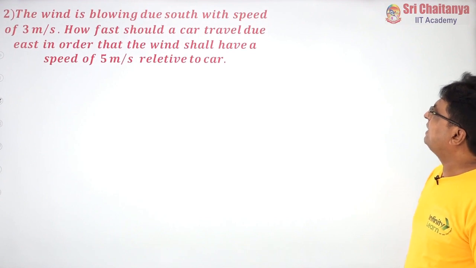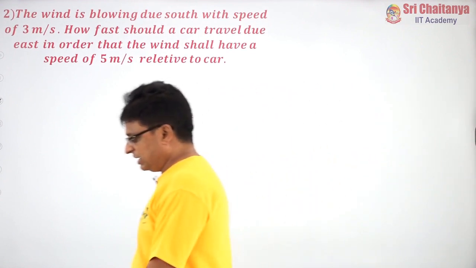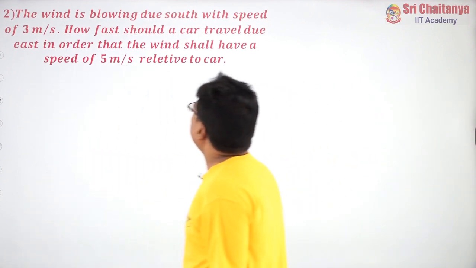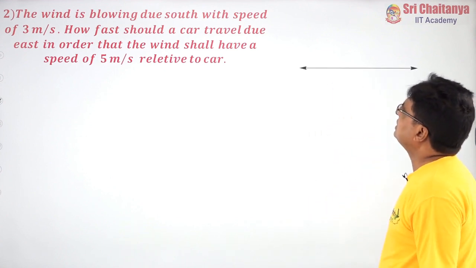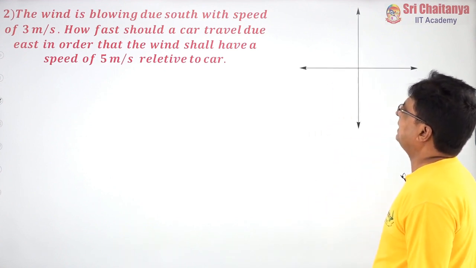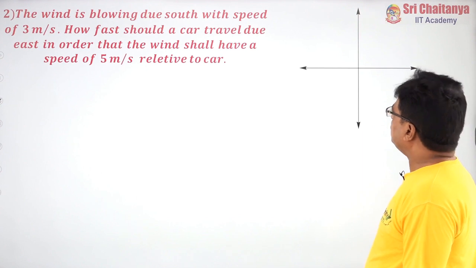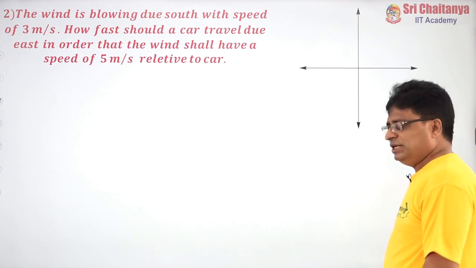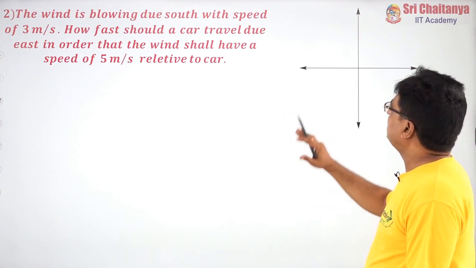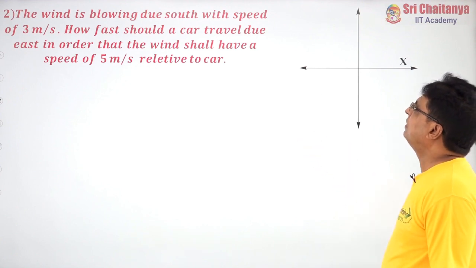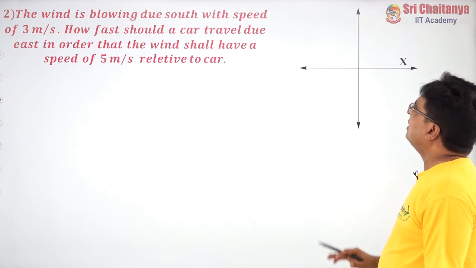Now coming to the second question. Read the problem very carefully. The wind is blowing due south with a speed of 3 meters per second. How fast should a car travel due east in order that the wind shall have a speed of 5 meters per second relative to the car?